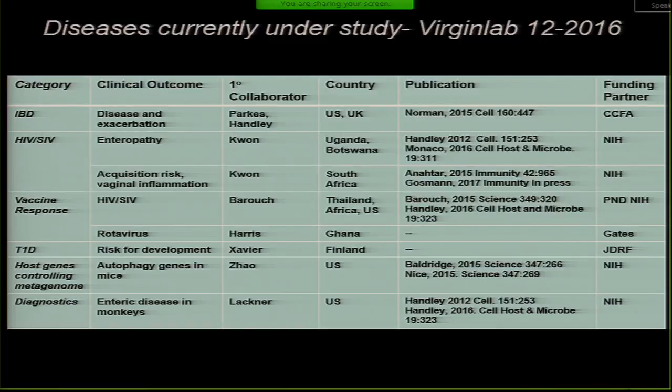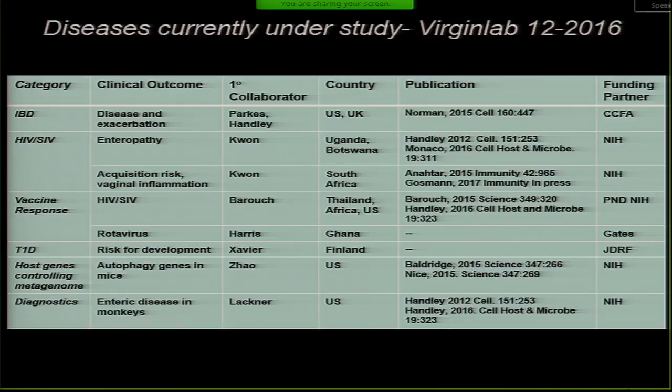We're currently studying this issue in IBD, HIV/AIDS, vaccine responses, susceptibility to type 1 diabetes, trying to map the host genes that control the relationship and to develop diagnostics. We have a number of collaborators, multiple countries, and this is a very exciting effort for us. Part of what we want to do is develop animal models so that the things that we see here can be studied in mechanistic detail.